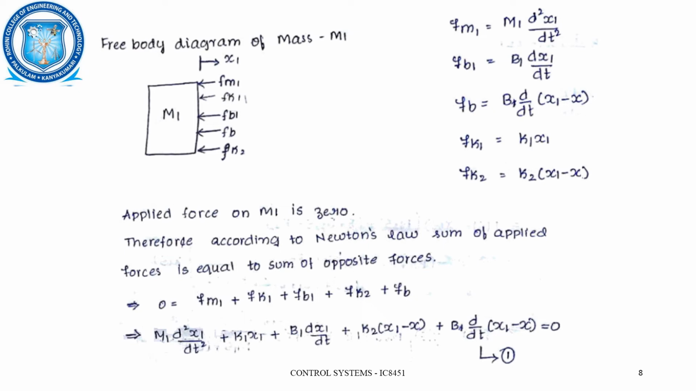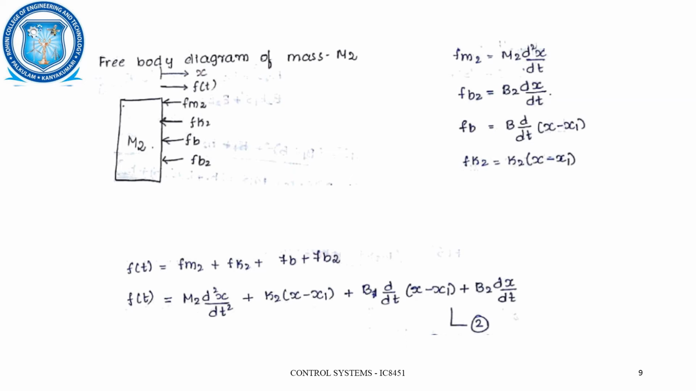Next, by Newton's law, the sum of applied forces is equal to the sum of opposite forces. Applying that law, we'll have the equation set up as m1 d square x1 by dt square plus k1 x1 plus b1 into dx1 by dt plus k2 into (x1 minus x) plus b into d by dt of (x1 minus x) is equal to 0. This is how we'll frame the differential equation for mass m1. Similarly, for mass m2, you have to consider the same pattern of representation, and finally we have this equation f2.